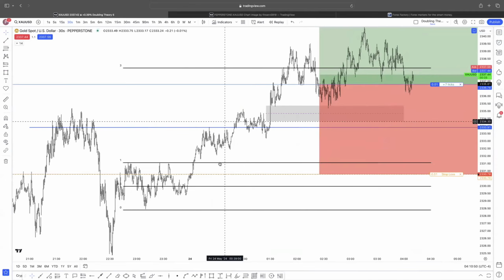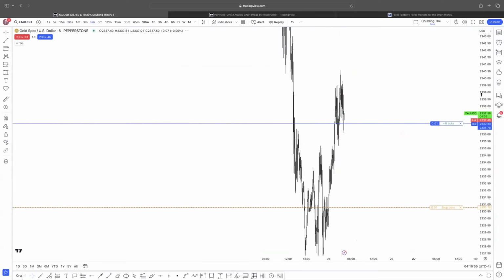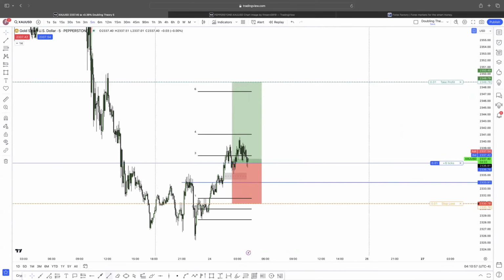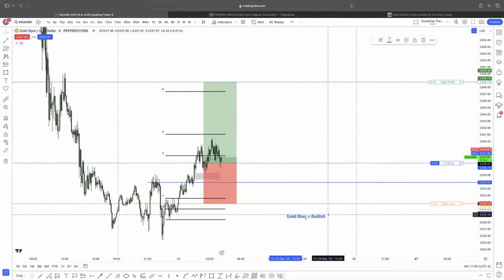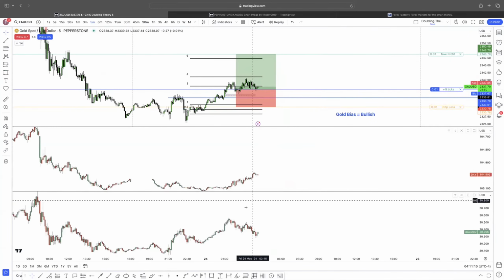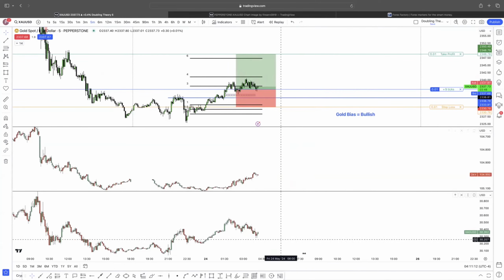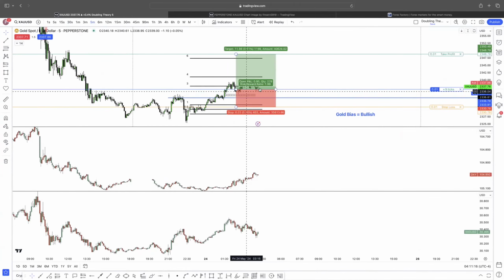So let's take a look at what you're seeing right now, the gold buy. Number one, here are the stats. For today, the gold bias is bullish for the London session. Now, if I look at SMT divergence, you can clearly see there is an SMT divergence: higher high, higher low, lower low, higher low.